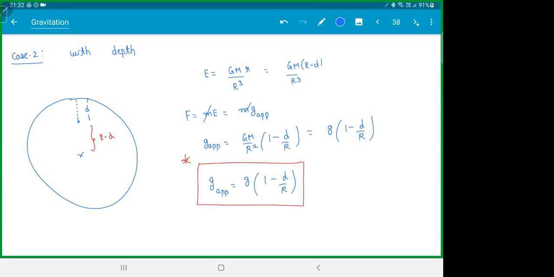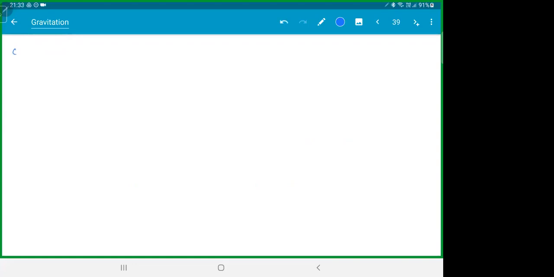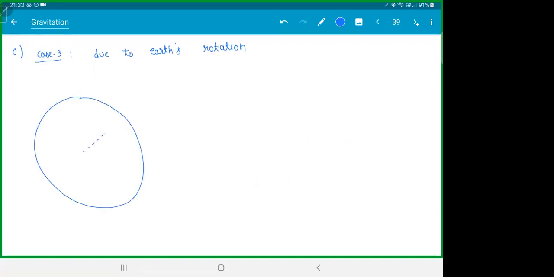Copied. Next thing. Case 3: due to the rotation of Earth. Whenever the Earth is rotating, and you're standing somewhere here, you experience gravity mg, which is always towards the center of the earth. You also experience centrifugal force, which is m omega square r. Now be careful that r is actually the radius of this circle. You're rotating about the center of this circle. You're not rotating about the center of the earth if you're not on the equator. And this angle is theta. This theta is called the latitude angle.